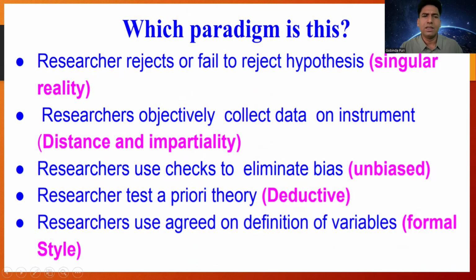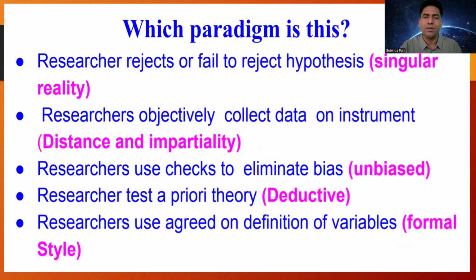For example, researcher rejects or fails to reject hypothesis. Can you please answer me? It talks about the singular reality. Which paradigm is this? Researchers objectively collect data or instrument. That means distance, and it shows the impartiality. In which paradigm does it happen? You can guess and write there. And researchers use checks to eliminate bias. That means this paradigm is unbiased.